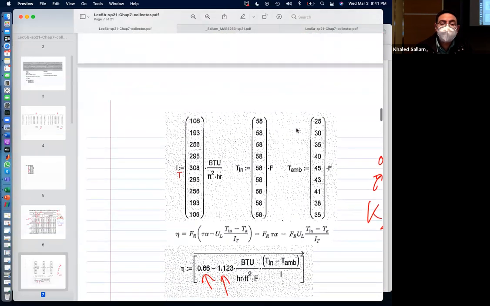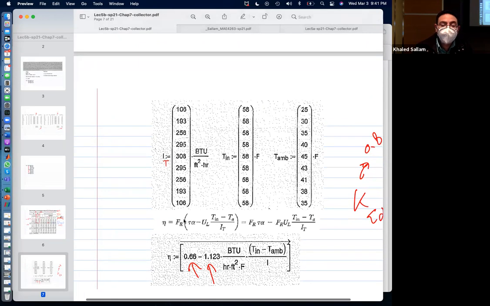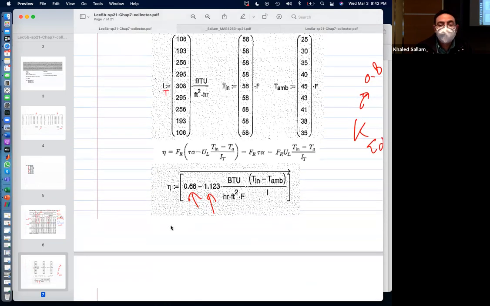So we get those numbers for every hour during the day. Here's the incident radiation every hour during the day. T inlet is constant throughout the day and T ambient is varying throughout the day. That's all we need, of course, with FR tau alpha and FR UL. So that's the equation, and you will be able to calculate this efficiency. Questions?